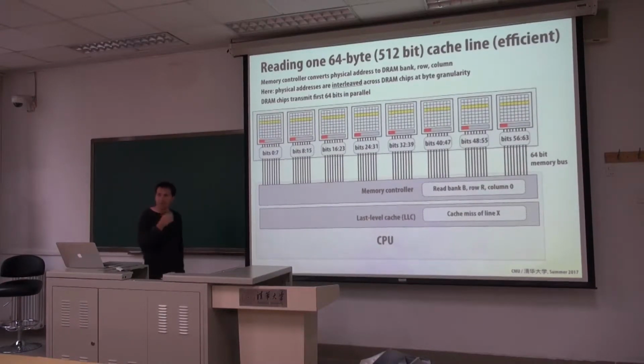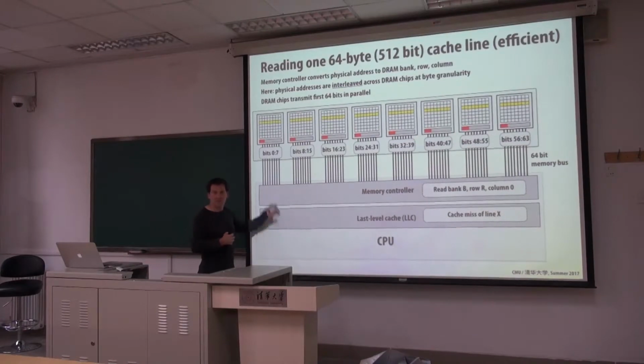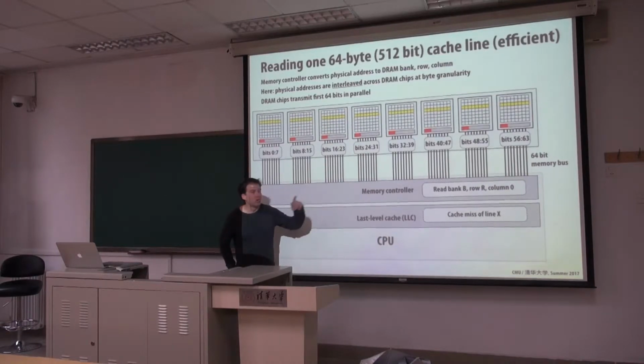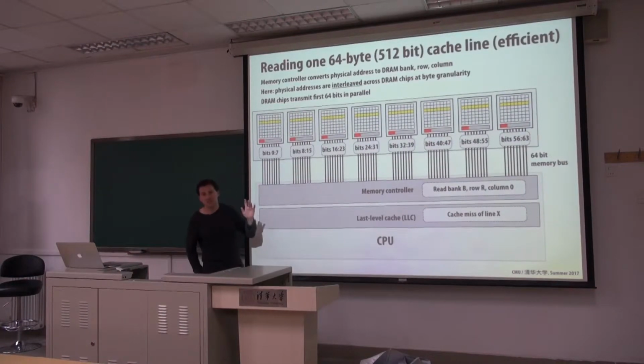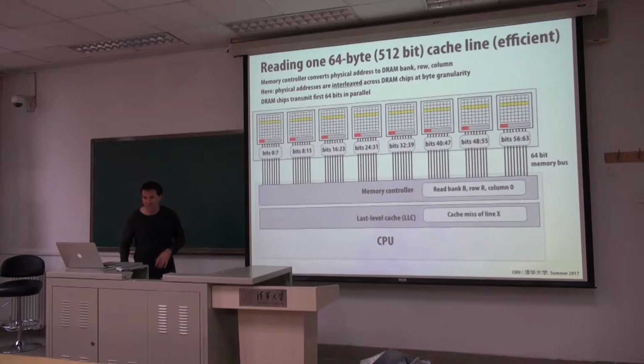the bytes of the address space over the chips in the DRAM, now when I say read bank B, row R, column 0, what do I get? I get the first 8 bytes from memory, and they're all the bytes that I want. And now reading the cache line from memory takes how long? 64 divided by 8, so it takes 8 clocks to get the data.